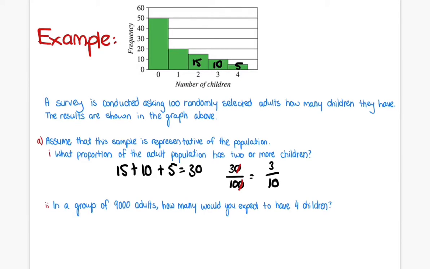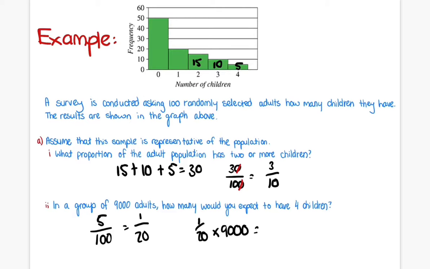The next part is, in a group of 9,000 adults, how many would you expect to have 4 children? As we know before, out of the 100 people, 5 have 4 children. To work out 9,000, we go 5 out of 100, which can be simplified down to 1 over 20. I divide both by 5 to get that. To find out in a group of 9,000, I multiply this fraction, the 1 over 20, times 9,000. That will give me the expected number.